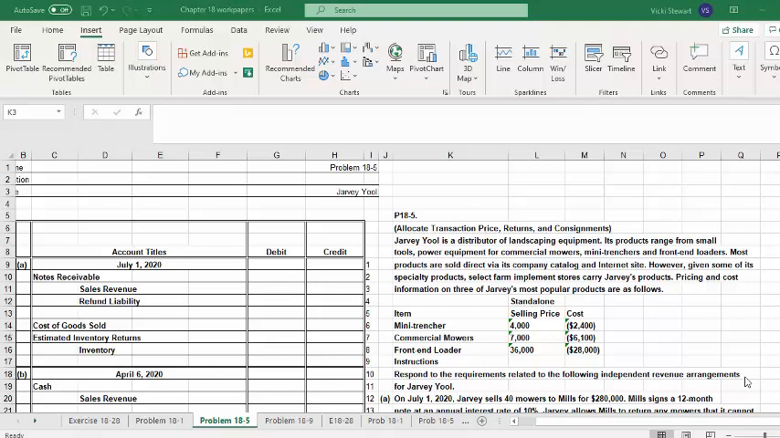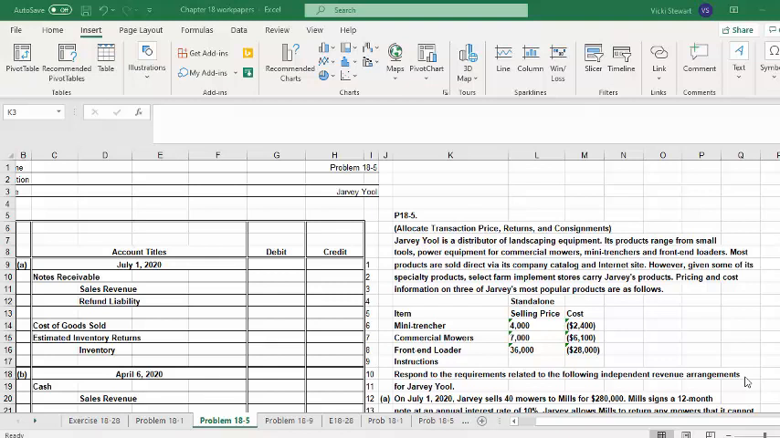This is a demonstration of problem 18.5, allocate transaction price, returns, and consignments. Jarvie Ewell is a distributor of landscaping equipment. Its products range from small power tools, power equipment for commercial mowers, mini trenchers, and front-end loaders. Most products are sold direct via its company catalog and internet site. However, given some of its specialty products, select farm implement stores carry Jarvie's products.